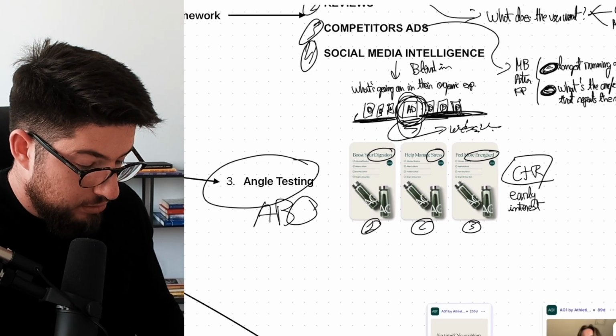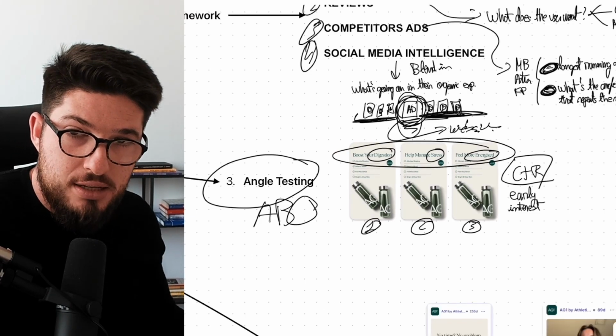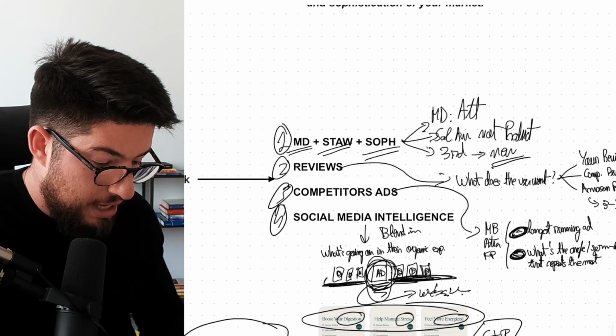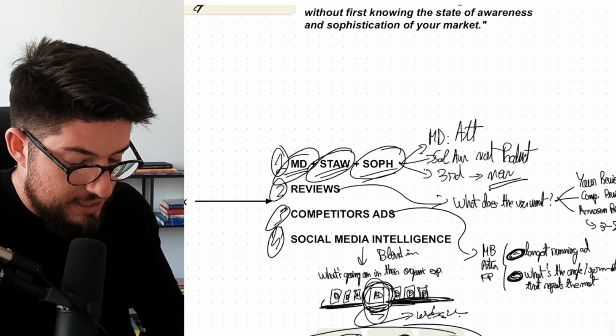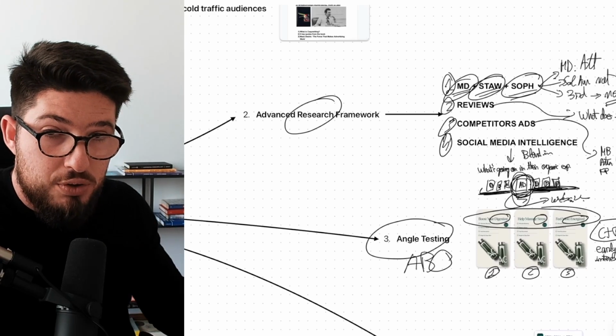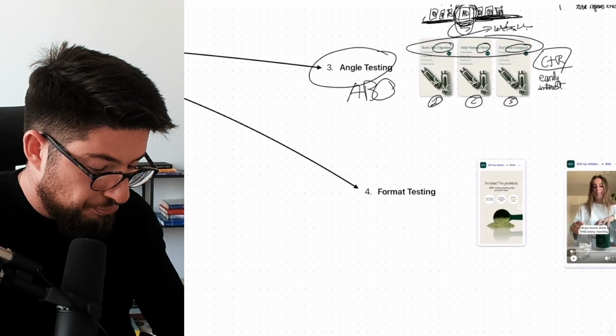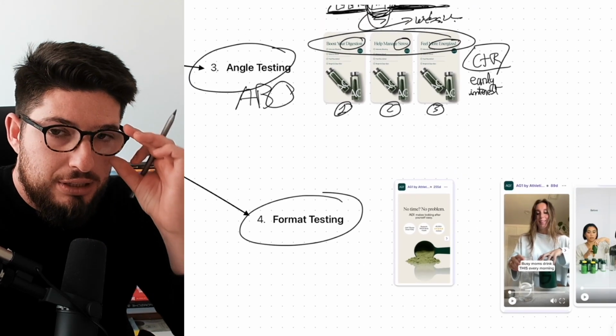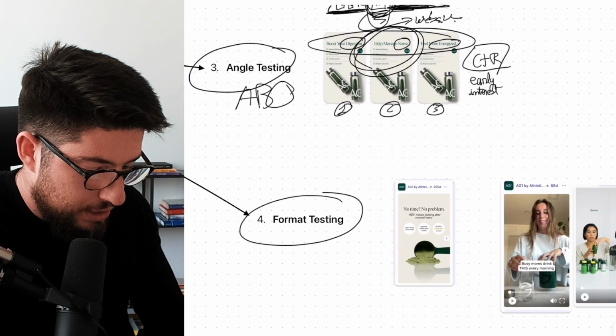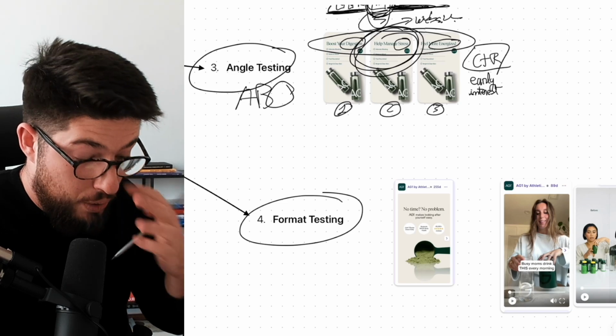But these 3 angles, you have to find them based on your research and based on the mass desire, state of awareness, and market sophistication. Based on that, and the reviews and the competitors, you develop angles. Number 4 is format testing. It's like, okay, I found out that, for example, stress here is a winning angle. So how do I put that?